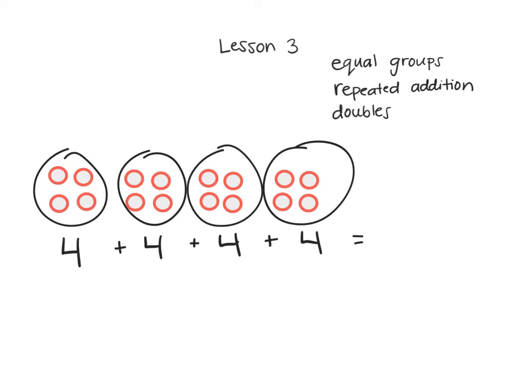So if I think about doubles, I'm going to do a little number bond. I know 4 plus 4 equals 8, and 4 plus 4 equals 8. So now I have a doubles addition equation. I have 8 plus 8, and that equals 16. So I was able to represent the same type of equation just in a simpler form. So 4 plus 4 plus 4 plus 4 also equals 16.